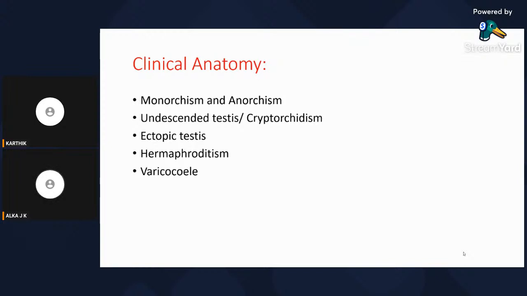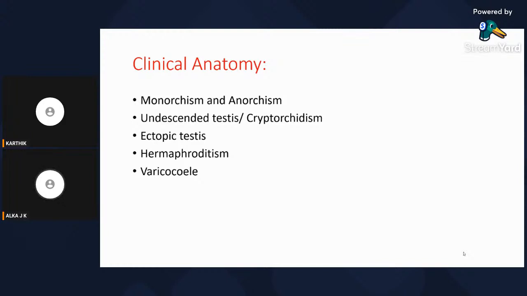Hermaphroditism, I told you, true hermaphroditism and false. In false hermaphrodite, there is only one type of gonad with genital organs of the other sex. While in true hermaphrodite, both gonads are there, so that individual shows some features of the male and some features of the female.